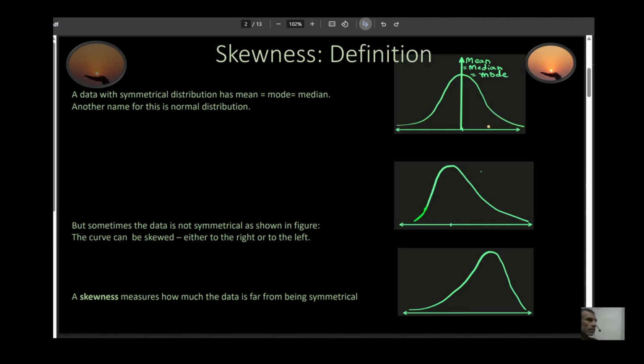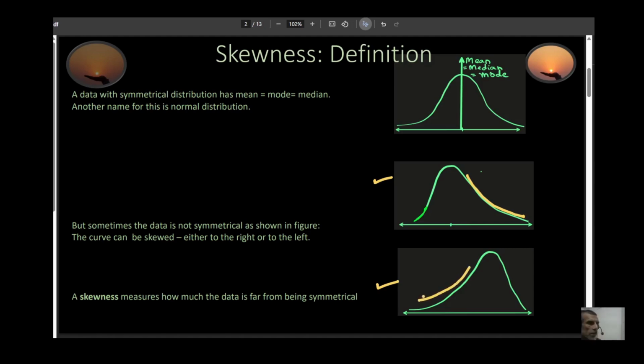Now, sometimes the data is not symmetrical, as shown in this image and as shown in this image. The curve can be skewed. For example, like right here, it is skewed towards the right direction. In this case, it is skewed towards the left.